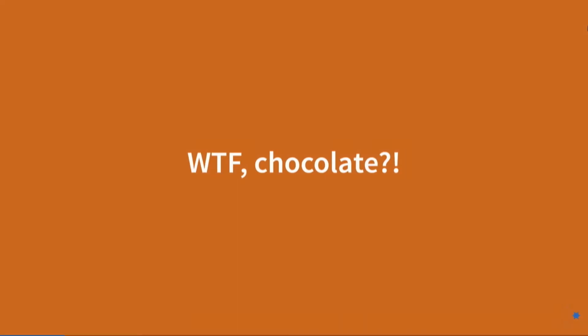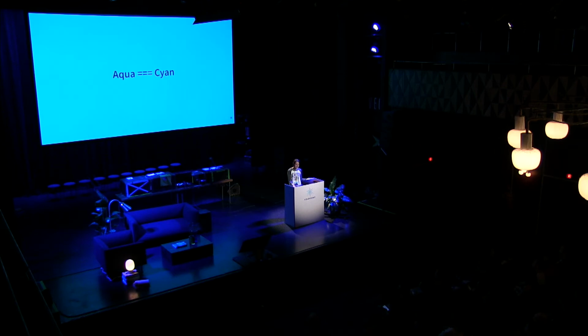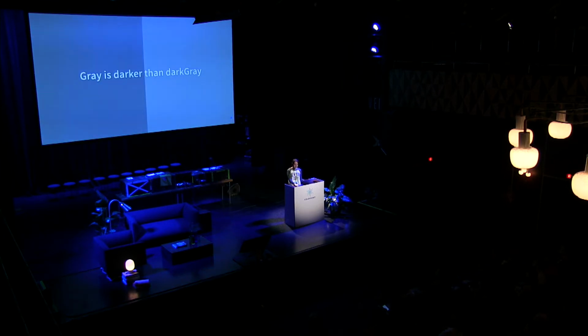And some of it was really nonsense, like chocolate. I mean, what kind of chocolate? It's not easy to know if it's milk chocolate, bitter chocolate, or how much cacao. I don't know. There were two colors that are exactly the same. Cyan and aqua, they are the same. Gray is darker than grey. We are never getting over this. Never.